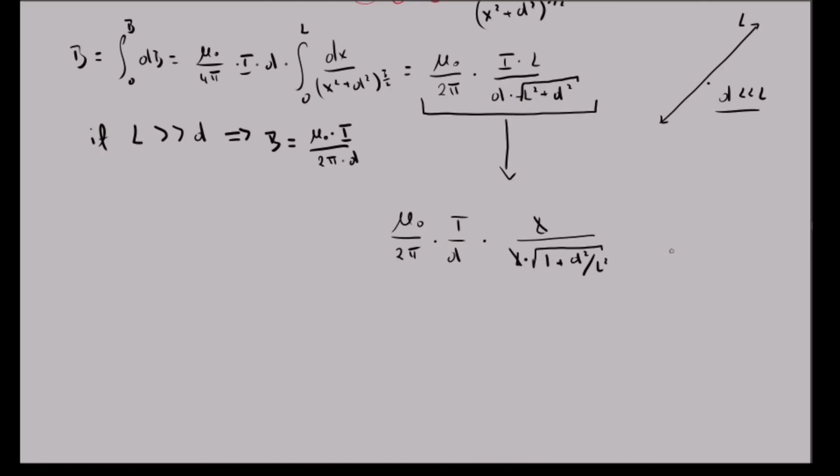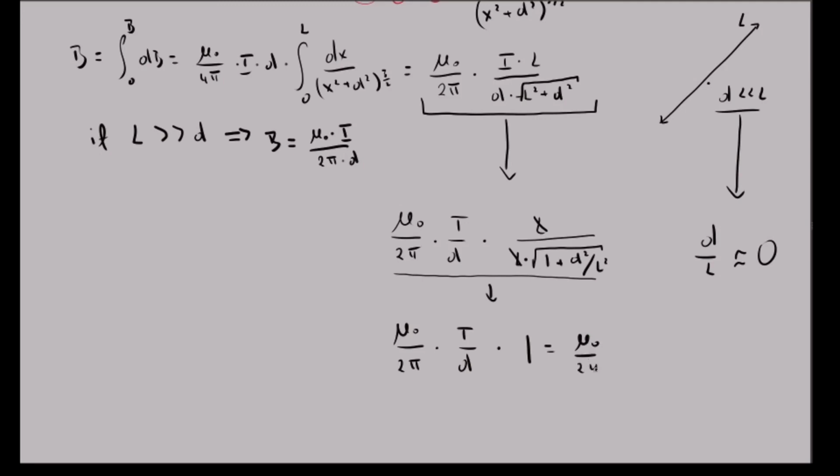And from here, if d is much less than L, then d over L is roughly 0. That implies that this equation becomes mu naught over 2 pi times I over d times L over L. In other words, I get the expression I wanted. This is just mu naught over 2 pi times I over d, which is what I was after.